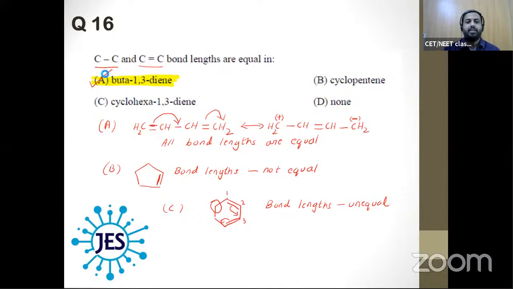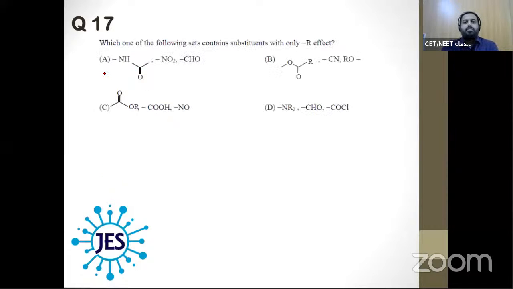Next, question number 3. Which one of the following sets contains substituents only with minus R effect? We discussed it: which groups exhibit plus R effect and which groups exhibit minus R effect. Here is a question on that. How to identify plus R and minus R effect, or which set here has only minus R groups? We'll check it out one by one.